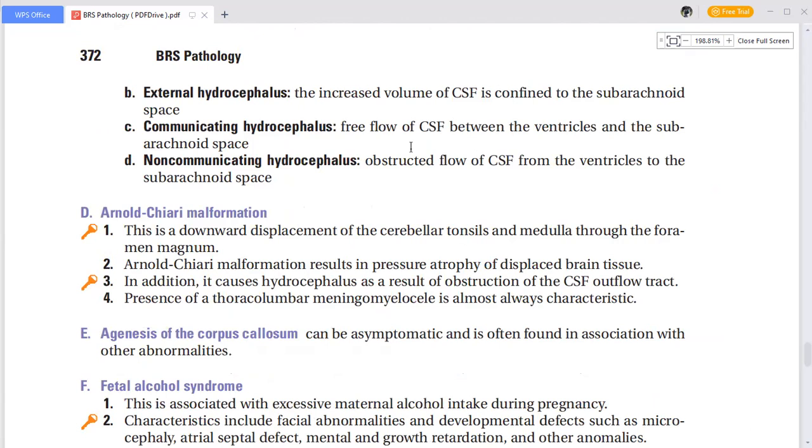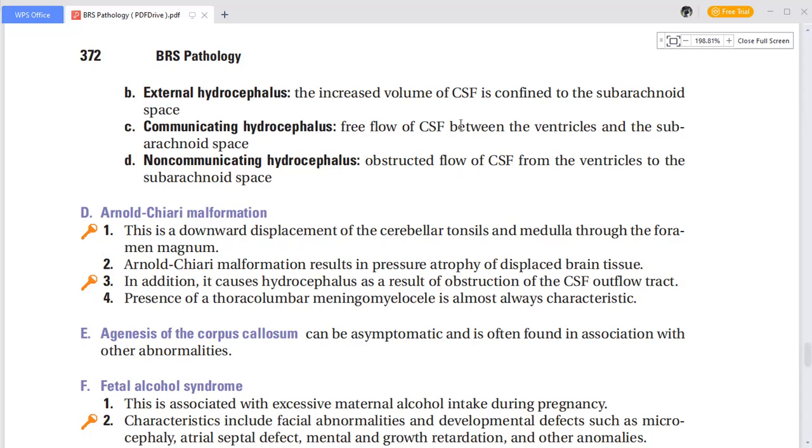Okay, so now let me give you a scenario of what the question can come. For communicating hydrocephalus, there is free flow of CSF between the ventricles and the subarachnoid space, meaning that CSF is just moving freely, and there's nothing obstructing it. But what is happening is that maybe there's overproduction, increased production, or reduced absorption of cerebrospinal fluid. That is called communicating hydrocephalus.